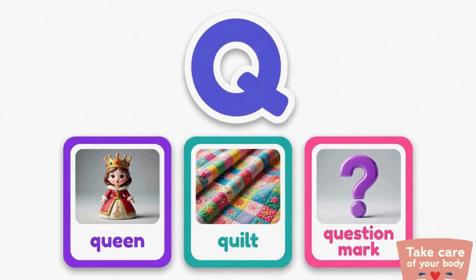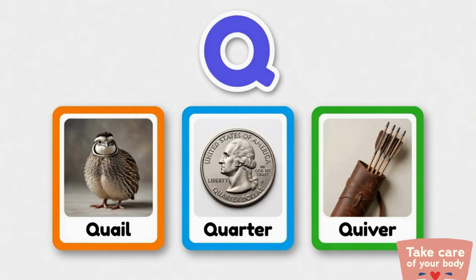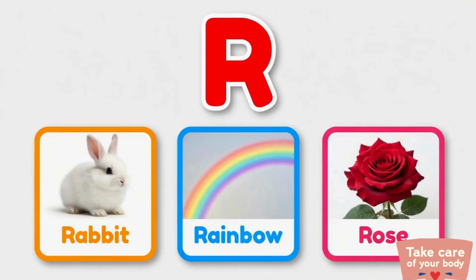This is the letter Q. Q is for queen. Q is for quilt. Q is for question mark. Q is for quail. Q is for quarter. Q is for quiver.